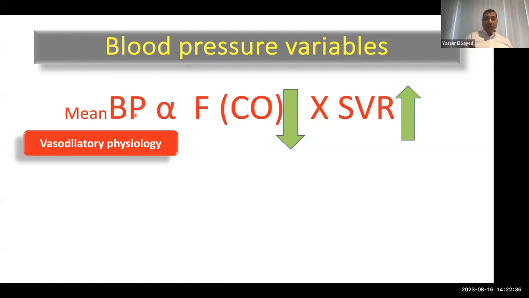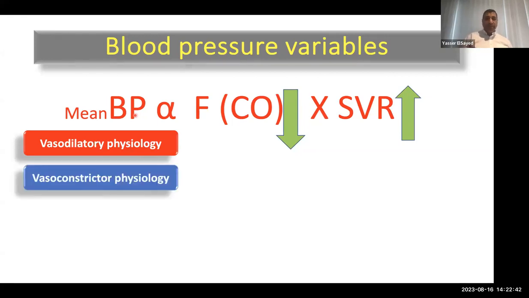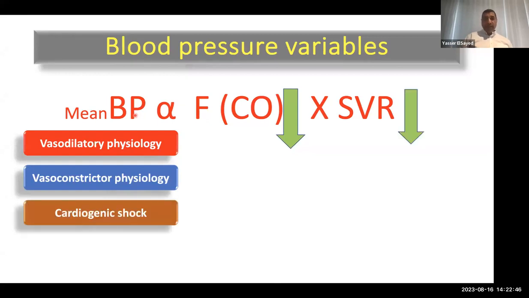If you have both in opposite directions, the cardiac output decreased with increased systemic vascular resistance, in this situation we have a normal mean blood pressure. And that's one of the main limitations of relying only on the mean blood pressure. In this situation, you have vasoconstrictor physiology. If you have everything low, then you have severe, or late stage, cardiogenic shock.